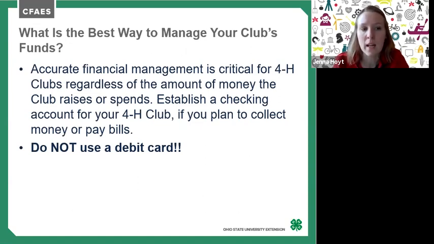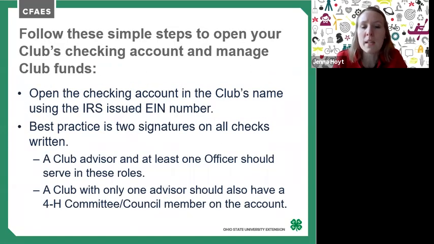So with that being said, you want to follow some of these steps to open a checking account with your bank. You want to take your IRS issued EIN number and that letter with you, open that bank account in the name of the club. The best practice is to have 2 signers on all checks that are written. While the bank may not verify those signers, it's important for our youth to be learning how to write checks as a life skill that they will need in the future.